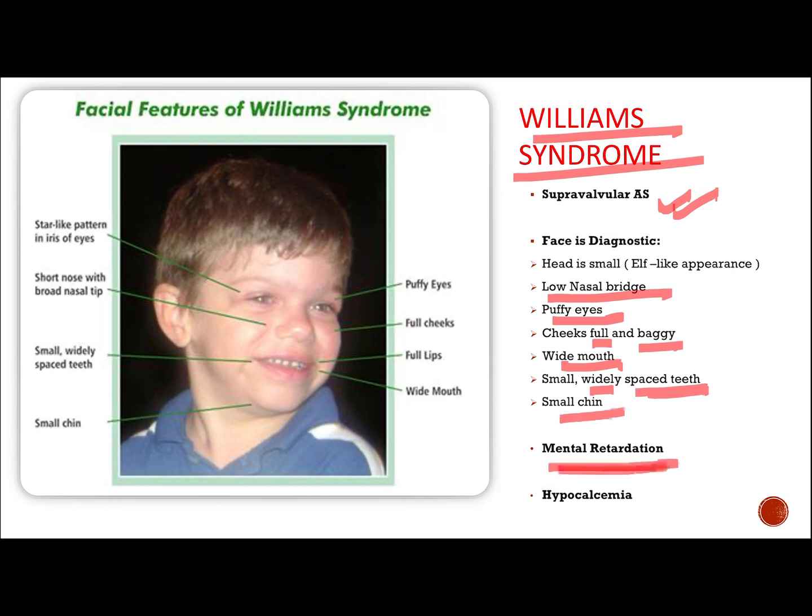And the child also has mental retardation with hypocalcemia. So all of these features, which include supravalvular aortic stenosis, a very diagnostic phase, mental retardation, and hypocalcemia, are the features of Williams syndrome. Now, Williams syndrome is basically a defect in chromosome number 7, in which there is deletion of about 27 genes, which causes this syndrome, right?